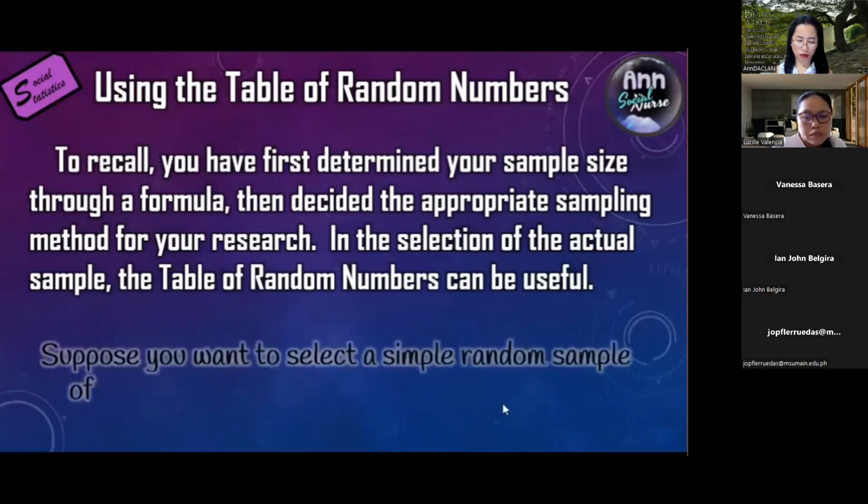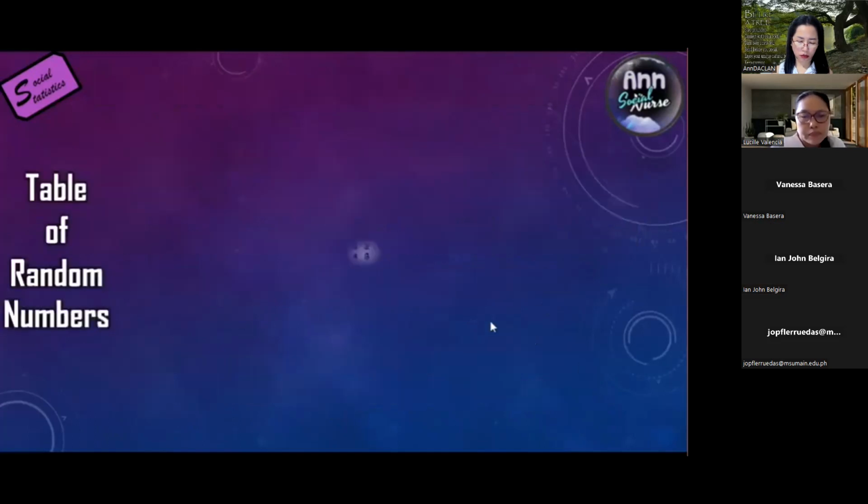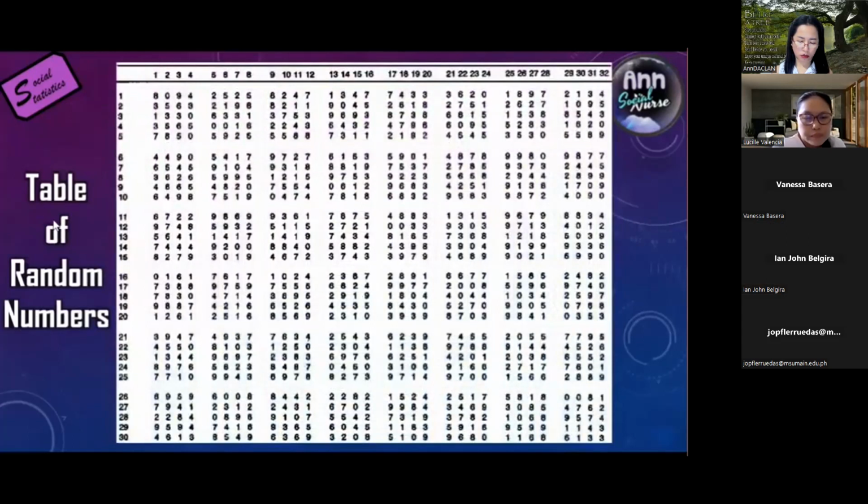Suppose you want to select a simple random sample of 100 people out of a population totaling 890. Remember, the population is just 890. Now, suppose this is the table of random numbers. Actually, there are so many versions of the table of random numbers. We're going to use this version.